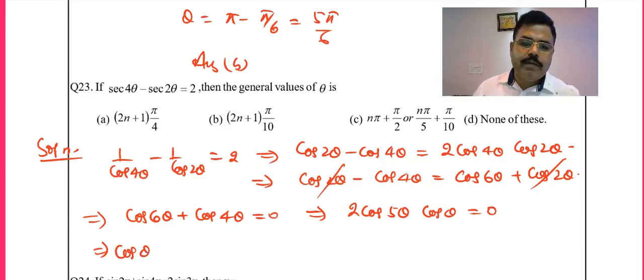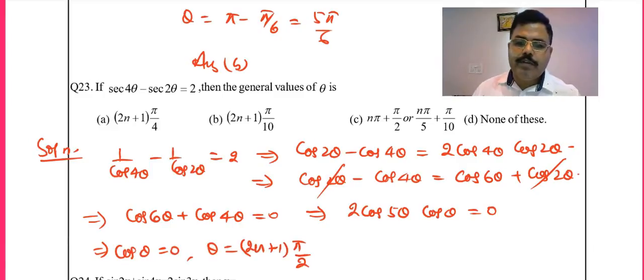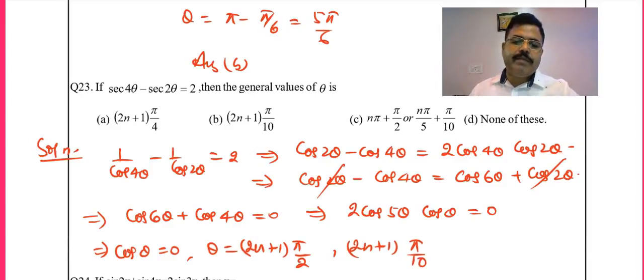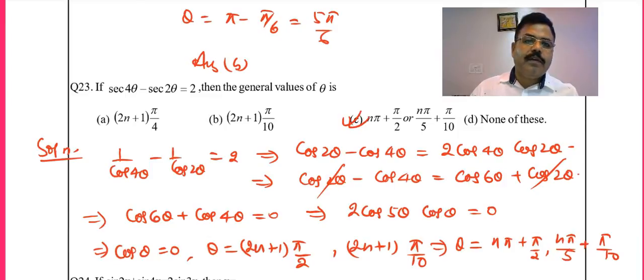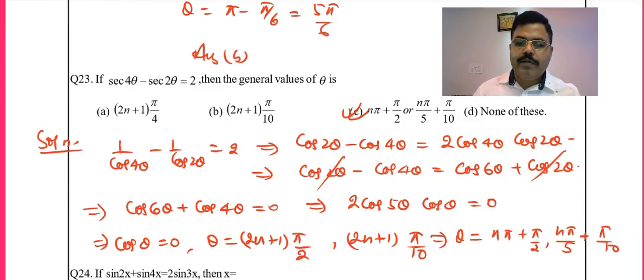And therefore we can write 2 cos 5 theta into cos theta is equal to 0. So when cos theta is equal to 0, theta is equal to 2n plus 1 into pi by 2. And when cos 5 theta is equal to 0, theta would be 2n plus 1 into pi by 10, divided by 5 as well. So there will be two values. Either theta is equal to 2n plus 1 into pi by 2, that will be n pi plus pi by 2, or n pi by 5 plus pi by 10. And therefore, C will be the answer. So C will be the appropriate answer for this question. I hope you got it.